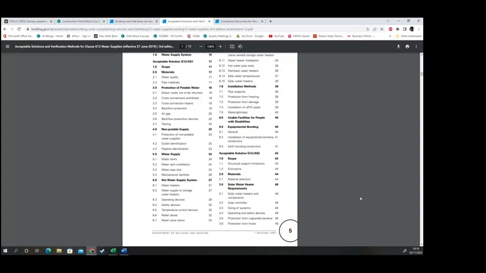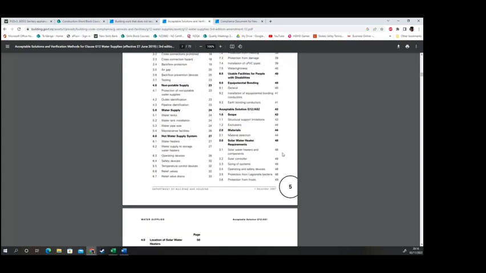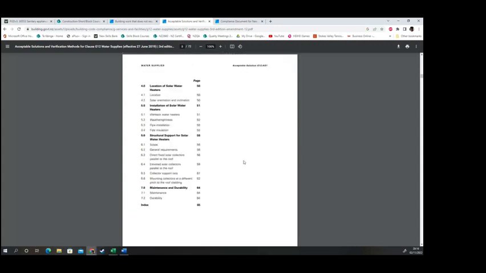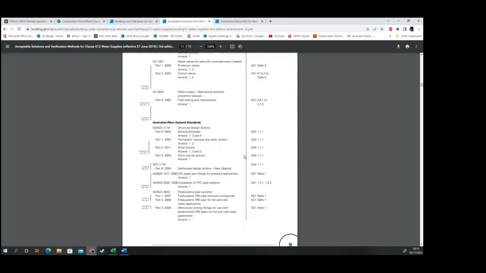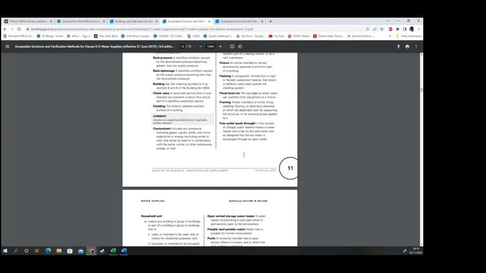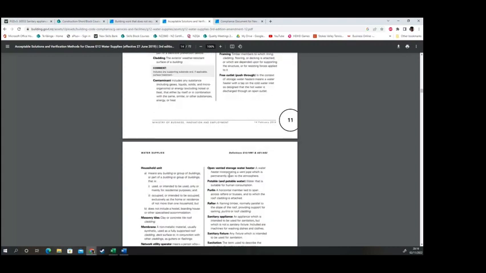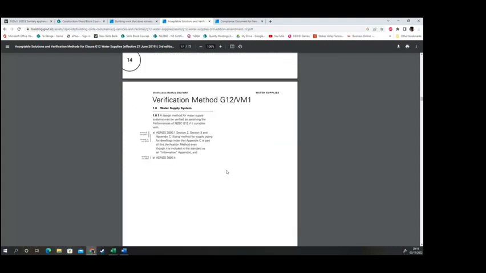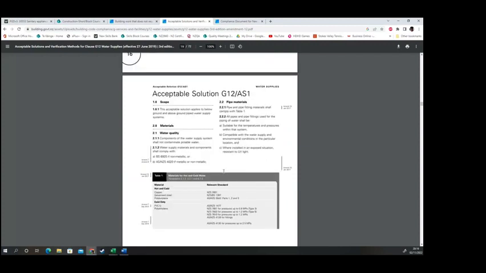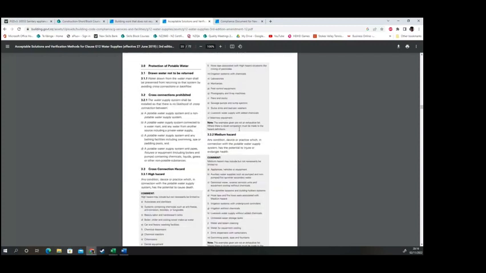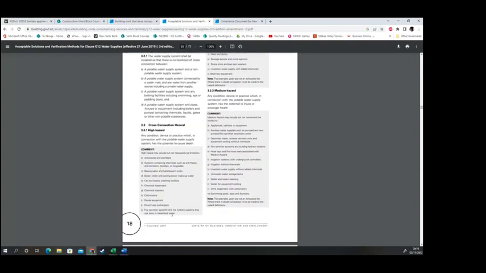But from a plumbing perspective, it's about ensuring that the potable water is protected. So at the beginning of G12, there's a big spiel all about backflow and backflow protection. So have a flick through that part of it, and you can have a look.